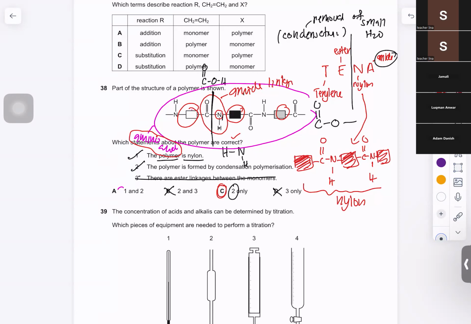So, is it clear? Any question for this one? Clear? Is it clear? Okay, so teacher go to the next. Okay, clear. Alright, so done.